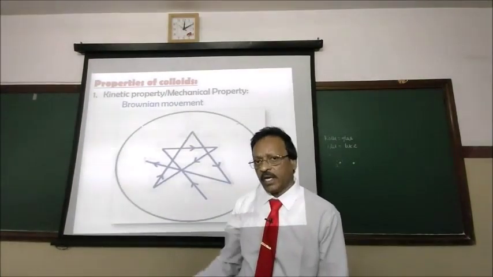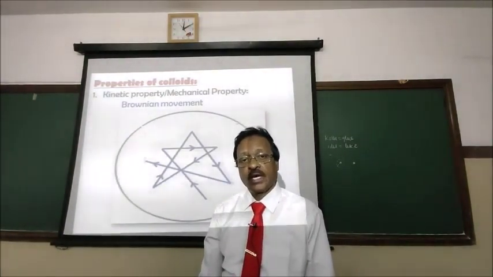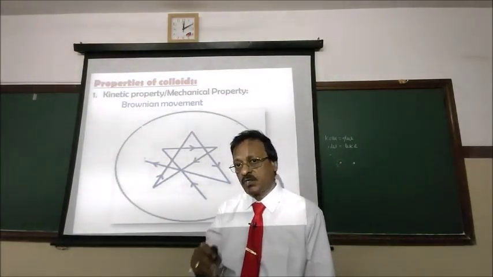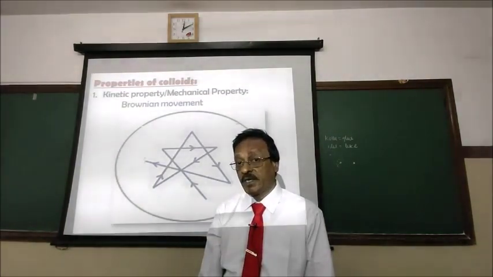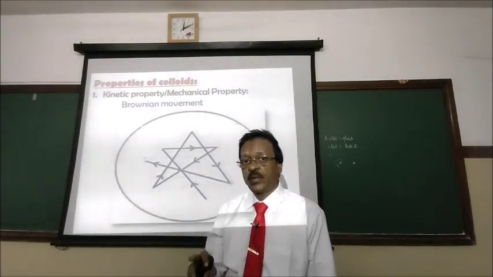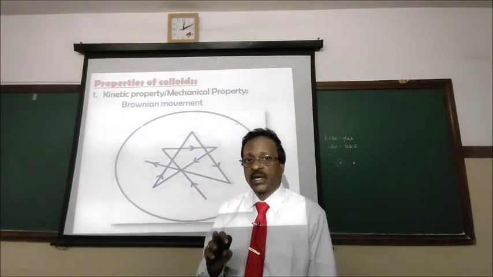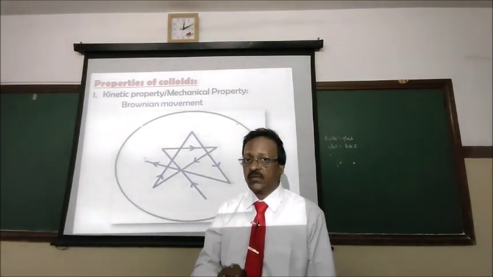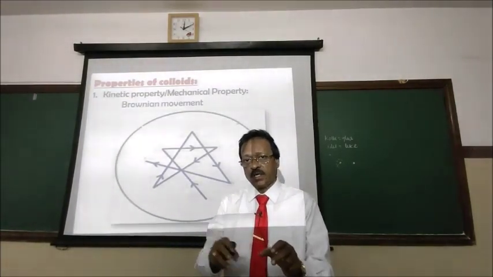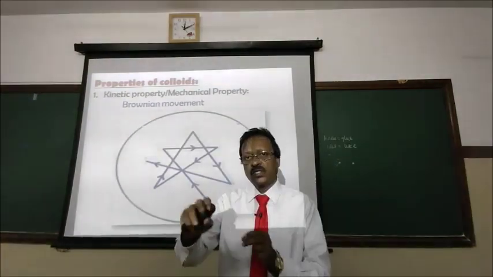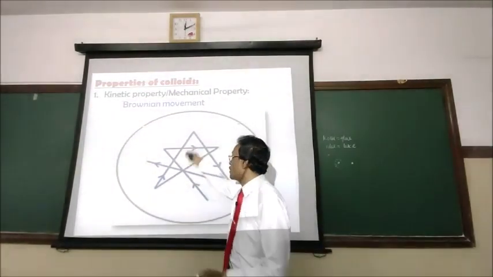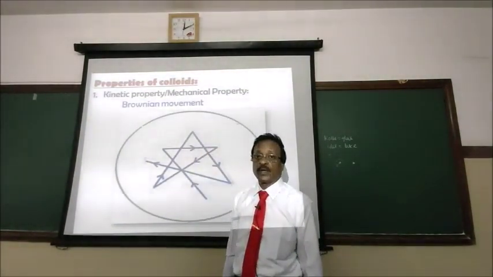Then what is the cause for this Brownian movement? Can you imagine? Where do these colloidal particles gain energy? Because if they want to move, they should get kinetic energy. Look at the interesting point. The zigzag, continuous movement of the colloidal particles is due to the continuous impact of molecules of the dispersion medium on the colloidal particles. Because the medium has particles, they constantly collide with the colloidal particles, and thereby the colloidal particles gain energy and start moving in a zigzag manner. This is called Brownian movement.